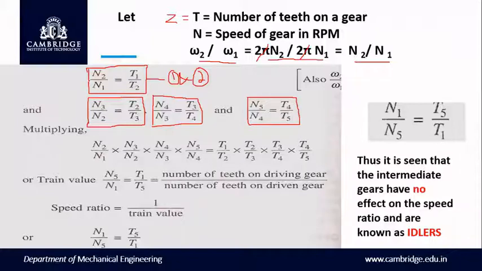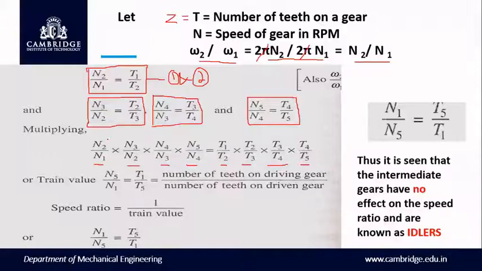Now let us multiply the ratios of speeds on the left hand side: N2 by N1 multiplied by N3 by N2 multiplied by N4 by N3 multiplied by N5 by N4. That should be equal to the product of the right hand side, that is the product of teeth ratios: T1 by T2 multiplied by T2 by T3 multiplied by T3 by T4 multiplied by T4 by T5.